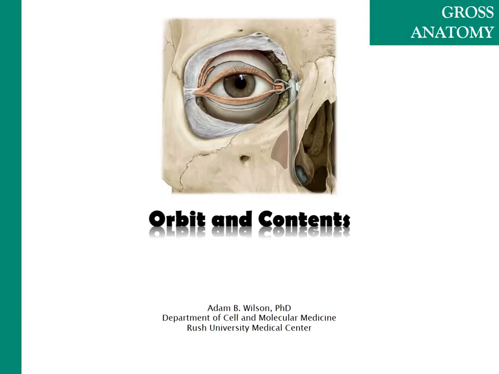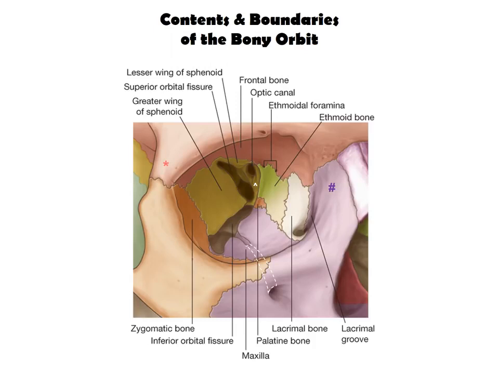This video will discuss the orbit and its contents. The orbit is the bony cone-shaped area of the skull that houses the eyes, the extraocular eye muscles, a number of neurovascular structures, the lacrimal gland, the lacrimal apparatus, and periorbital fat. The orbit is bounded by 7 different bones, the largest of which is the frontal bone, indicated here in red, which forms the roof of the orbit.